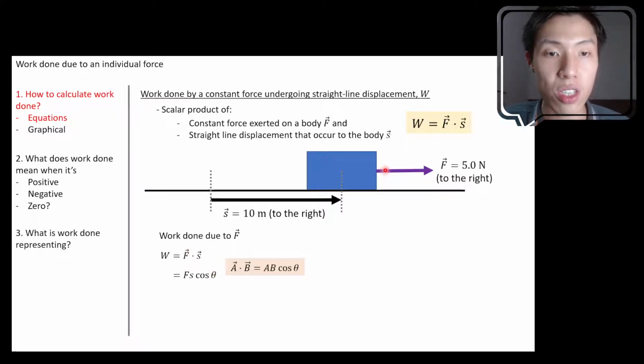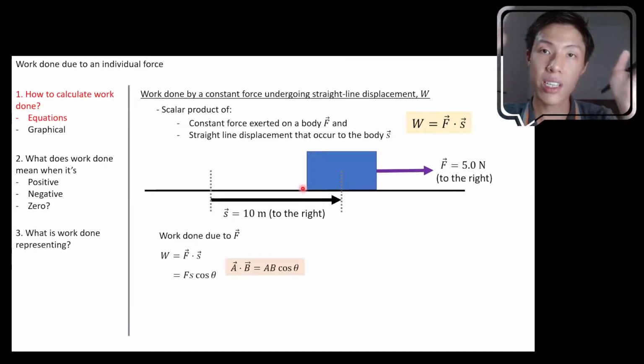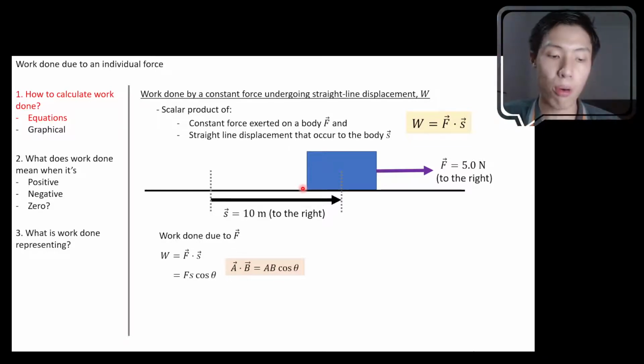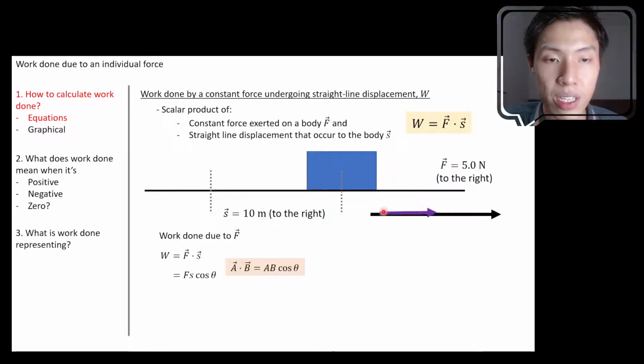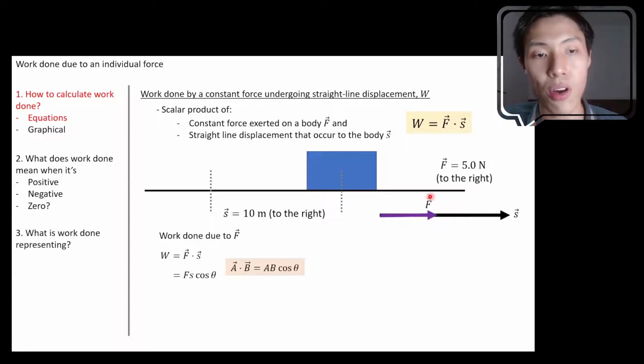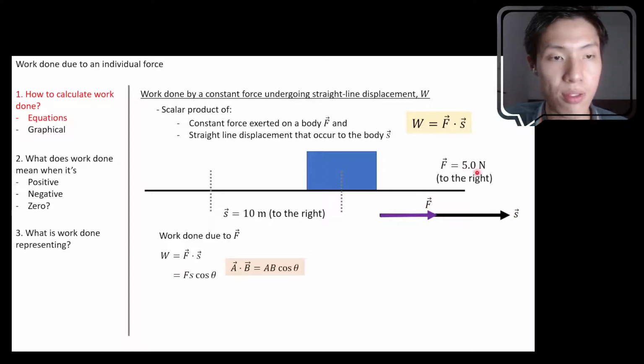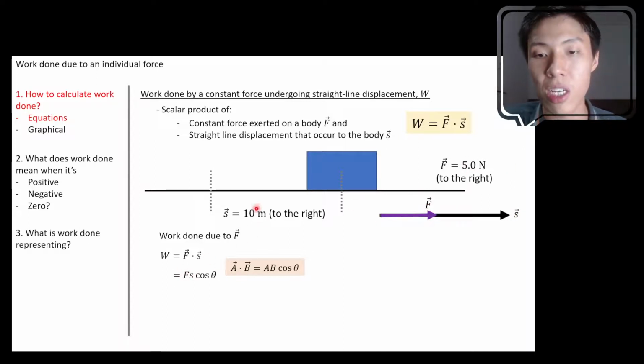So we are interested in these two vectors, the force vector and the displacement vector. For a dot product, what we do is we bring the tail of both vectors to the same point. So let's do that. We bring the tail of both vectors to the same point, then take it as F and S, and now we will conduct our dot product. For the magnitude of force, we know that is 5 Newton. The magnitude of displacement is 10 meter. That one is very straightforward. We just get it from the situation. But what about theta? Theta is the angle between vector F and vector S.